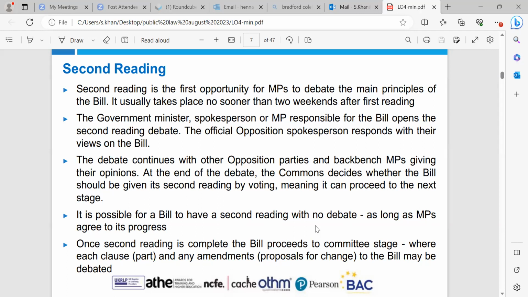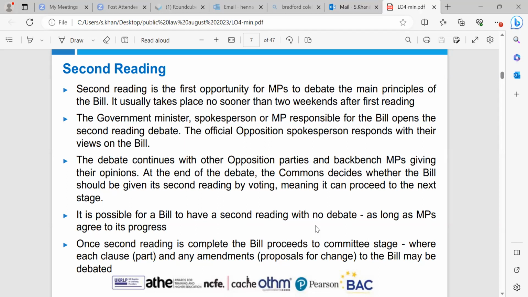It usually takes place no sooner than two weekends after the first reading. The government minister, spokesperson or MP responsible for the bill, opens the second reading debate. The official opposition spokesperson responds with their views on the bill. So it's important that they are able to identify it. Then the debate continues with the opposition parties and backbench MPs giving their opinions. At the end of the debate, the Commons decides whether the bill should be given its second reading by voting, meaning it proceeds to the next stage.